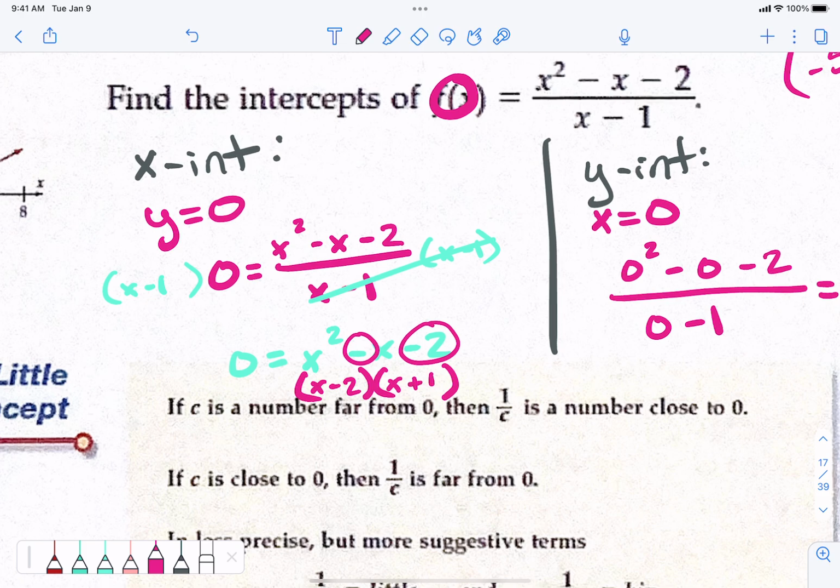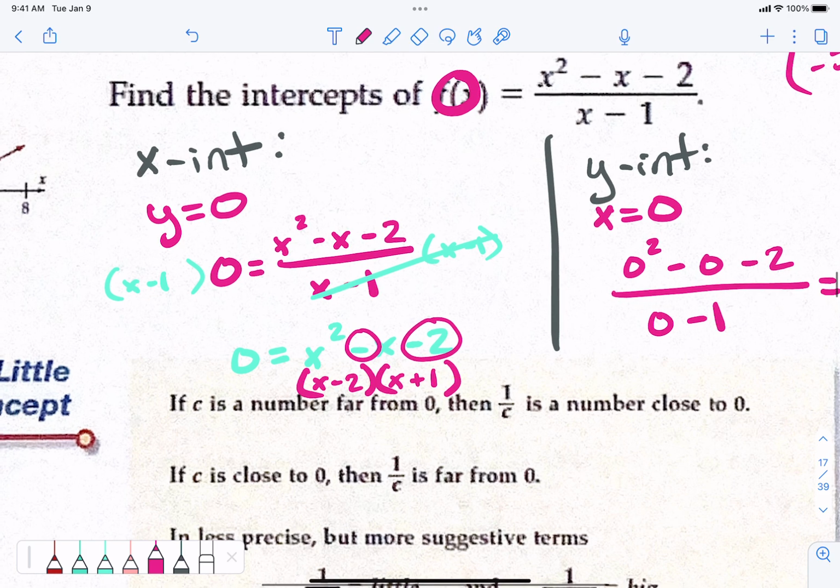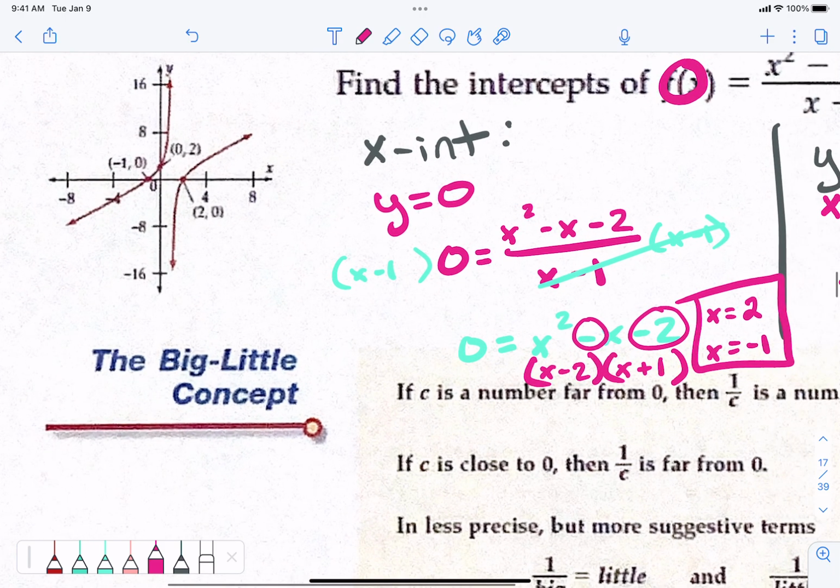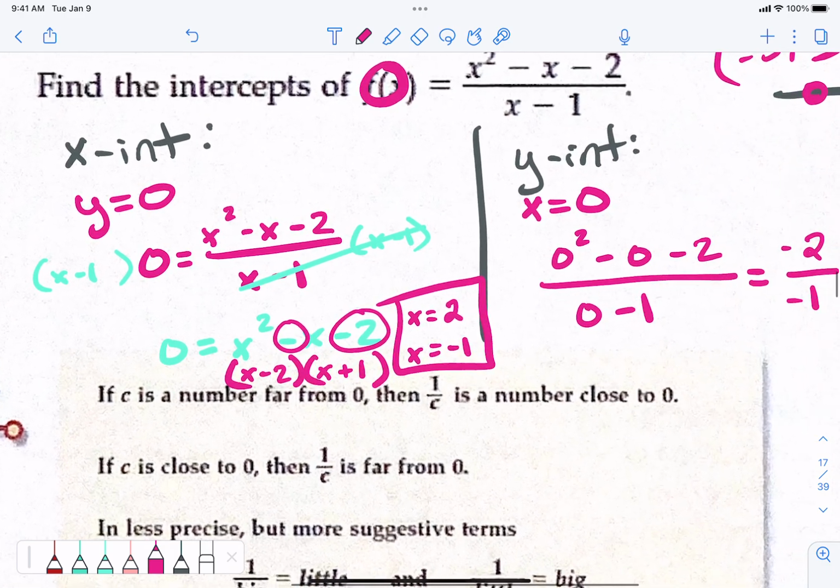Negative 2, positive 1. Okay, so if I set those equal to 0 then, x minus 2 equals 0, so x equals positive 2, and x equals negative 1. Those are my two zeros. Is it touching the x-axis at negative 1 and positive 2? Yeah, right here. Negative 1, positive 2, and positive 2 on the y-axis. Yep. Those are my x-intercepts.